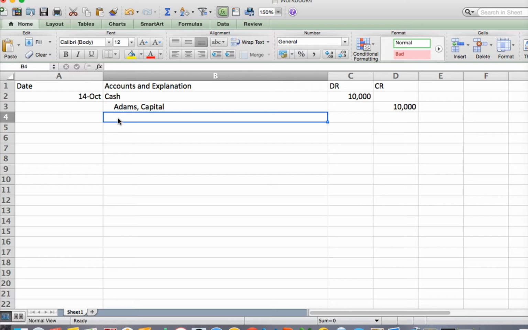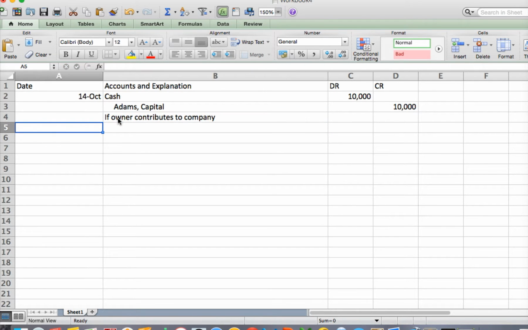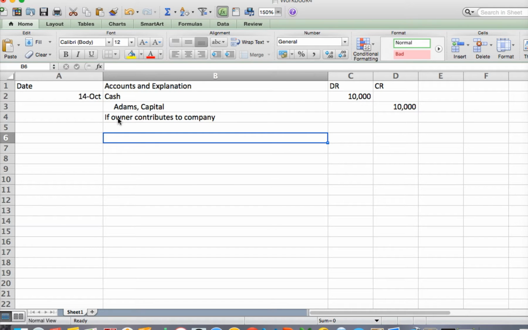And I'll put a description here, because I'm recording this, so when I post this, if you want to review it again and look at what each one of these is actually telling you, you can look back in and at least get a template down. So if owner contributes to company, okay? And I'm just going to assume that all of these are October 14th, so I'm not going to add a new date each time.